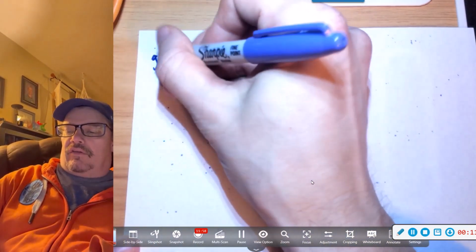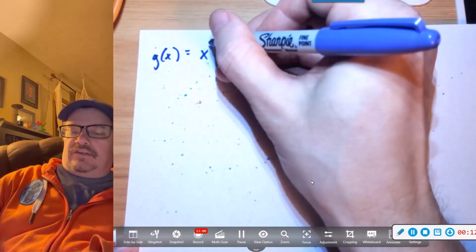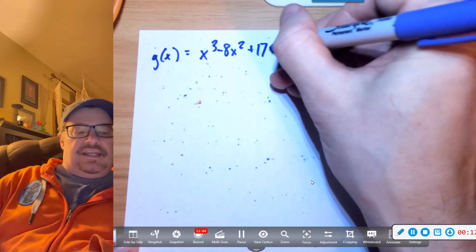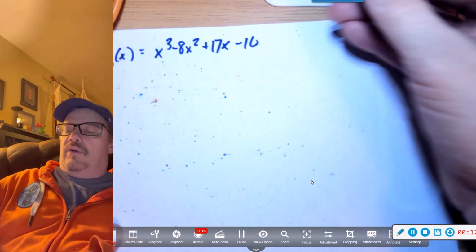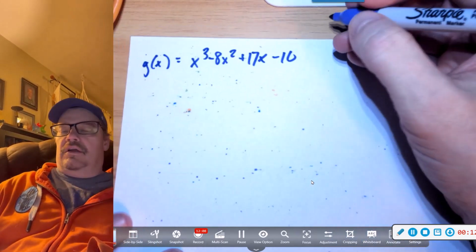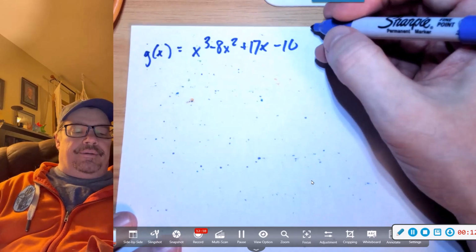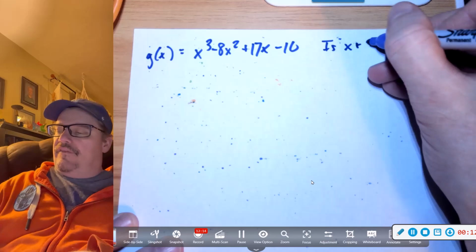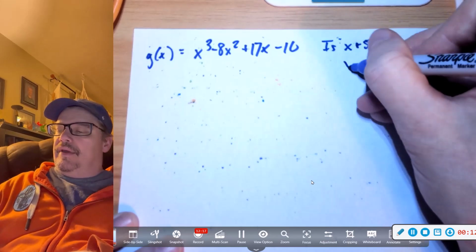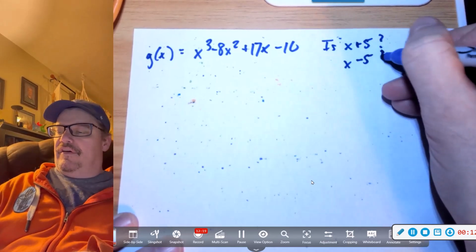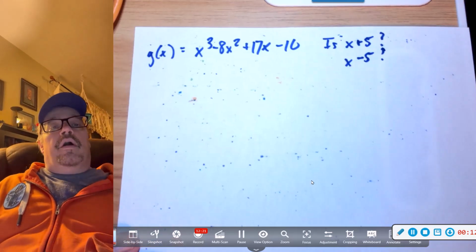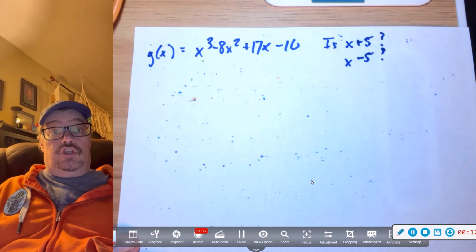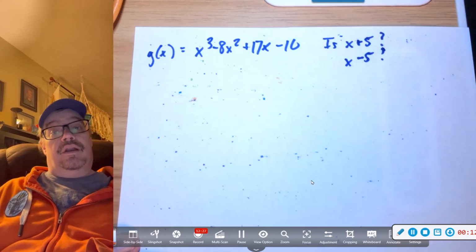Okay, you got g of x equaling x to the 3rd minus x squared plus 17x minus 10. We want to ask ourselves, okay, is x plus 5 a factor? Is x minus 5 a factor? Okay. And they could both be factors. That is a possibility. They could be 2 yeses, 2 nos. We don't know. Maybe one is, maybe one is not.